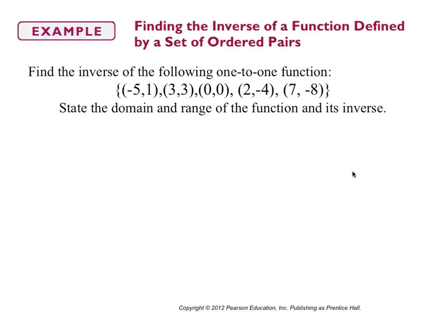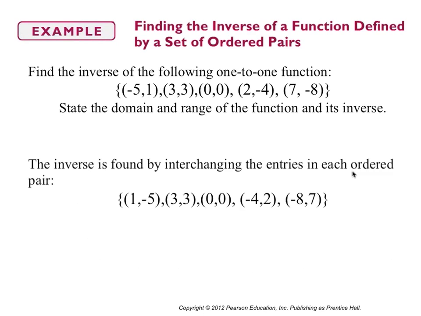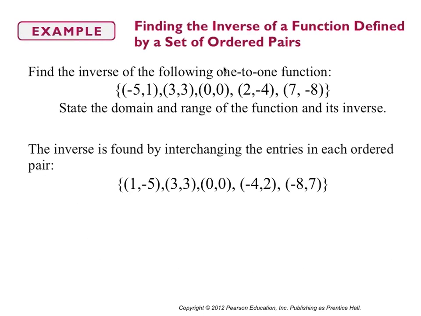Okay, if we're given an ordered pair, we can do the same thing. Now, they already tell us it's 1 to 1, but I would always suggest just verifying that. So if you look, we don't have any repeating x's, we don't have any repeating y's, so we're good. We have a 1 to 1 function. Now, if we want to find the inverse, it's really, really easy.